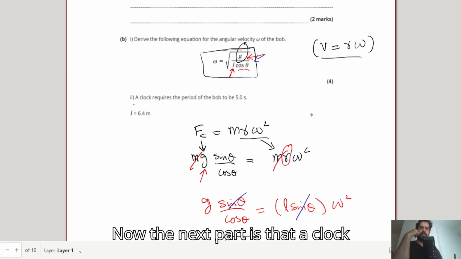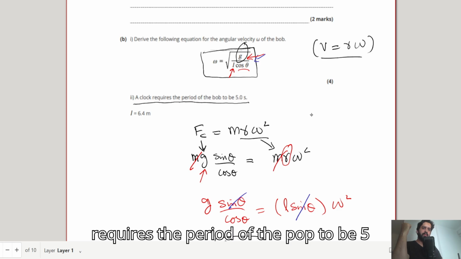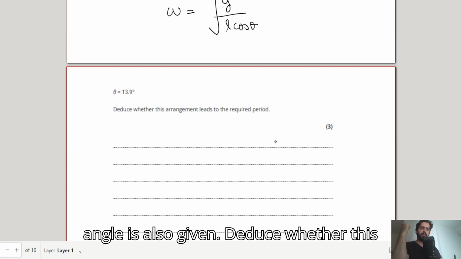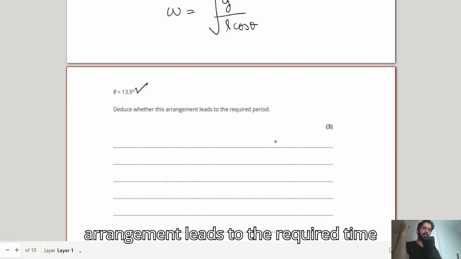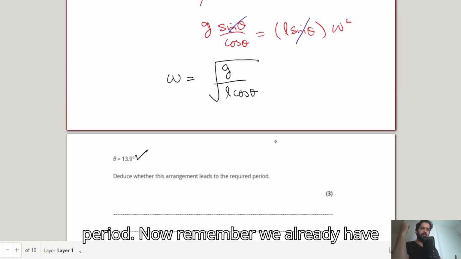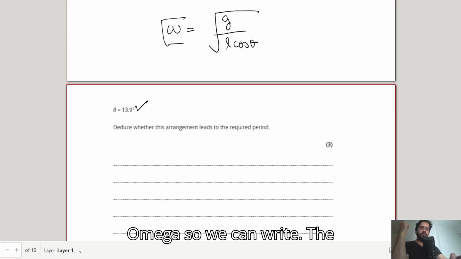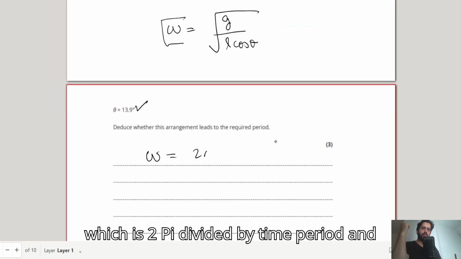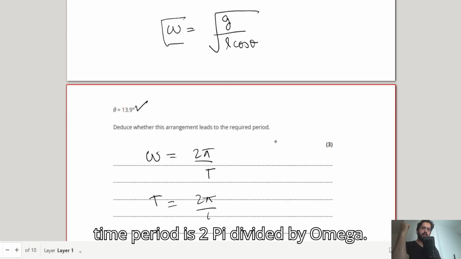Now the next part is that a clock requires the period of the poi to be 5 seconds. Length is given, and angle is also given. Deduce whether this arrangement leads to the required time period. Now remember, we already have omega, so we can write the relation between omega and time period, which is omega equals 2 pi divided by time period, and time period is 2 pi divided by omega.